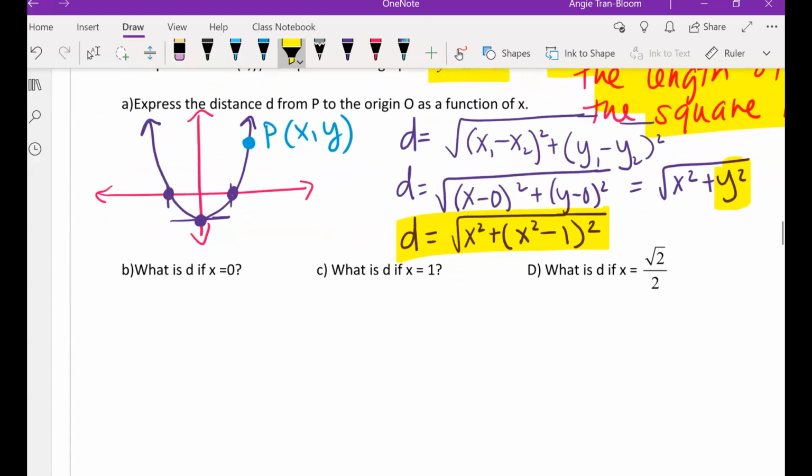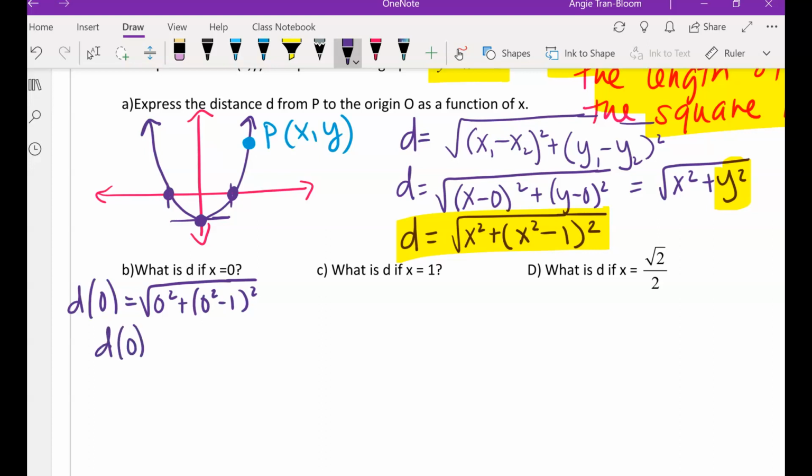Okay. Part B, what is the distance? D is the distance to the origin when x is 0. How do we find that answer? Plug it in, right? So d of 0 is 0 squared plus 0 squared minus 1 quantity squared. What's your final answer? 1.